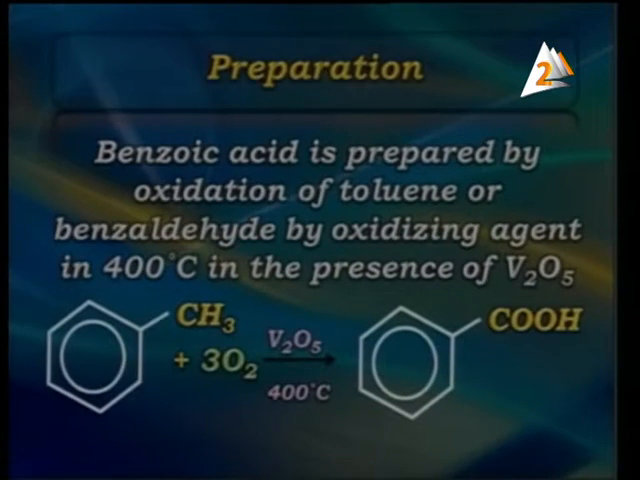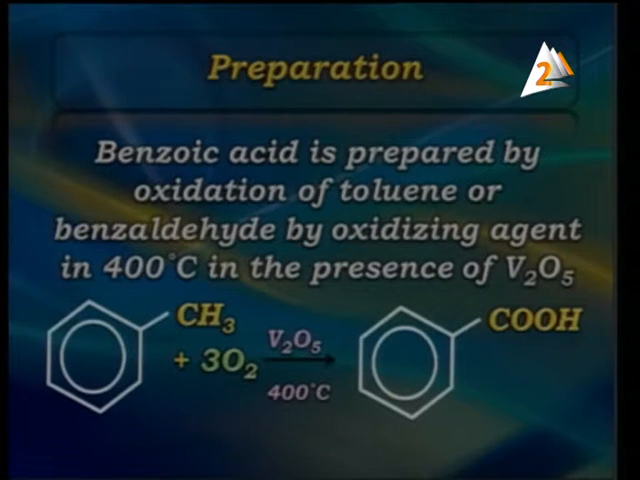After that, we have the preparation of each one. Benzoic acid is prepared by oxidation of toluene. Here is the big difference between the preparation of carboxylic acids in the aliphatic groups and in aryl groups. Benzoic acid is prepared by oxidation of toluene, that is, a benzene ring with a methyl group CH3, or benzaldehyde, by an oxidizing agent at 400 degrees centigrade in the presence of V2O5, which means vanadium pentoxide.